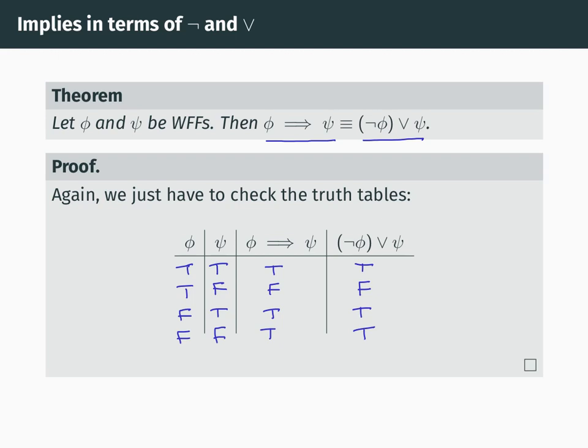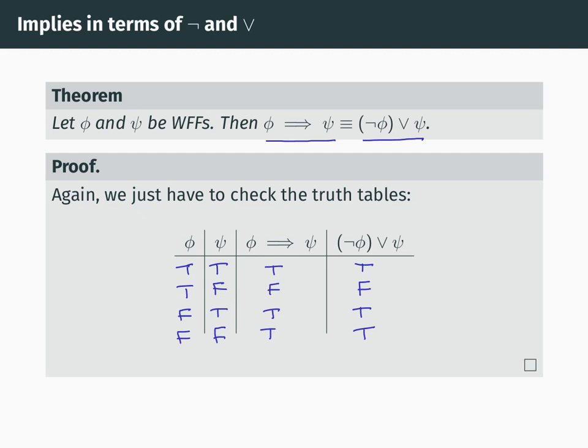So you can see that in every one of the four cases the two formulas get assigned the same truth value. And that means that the two formulas are logically equivalent, because they have the same truth value no matter what truth assignment we use for their propositional variables.